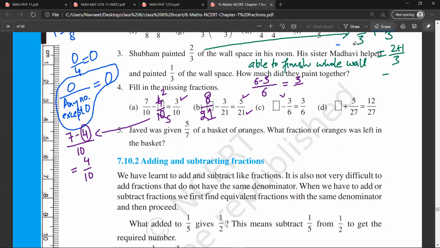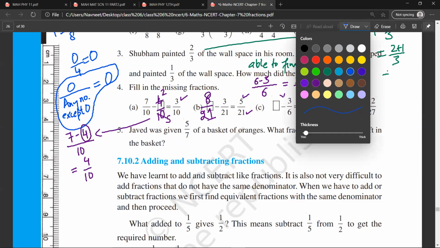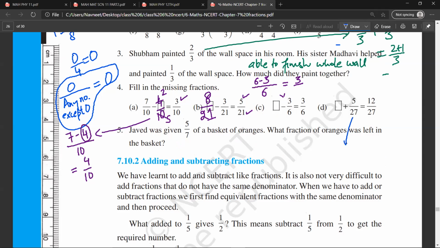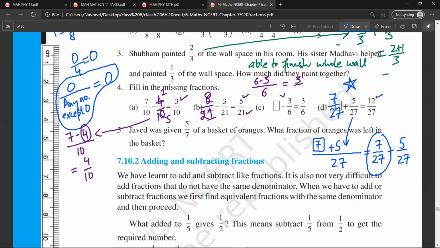Let us see what you did. So I can write this as 27 plus 5. I should write here something which will make this 12. So I will write here 7. So equal to 7 upon 27 plus 5 upon 27. So 7 upon 27 I would write here. Perfect. Very nice. Okay. Question 5th.